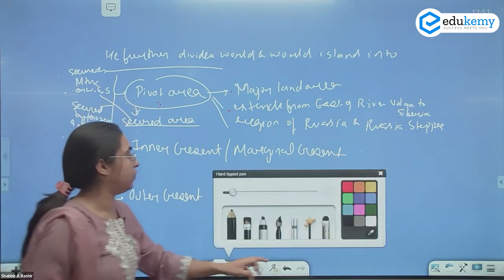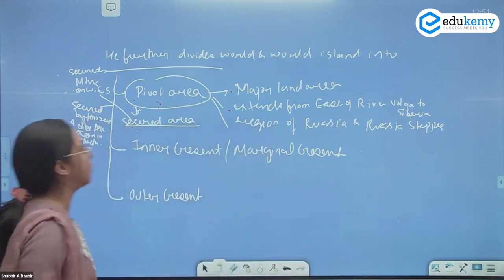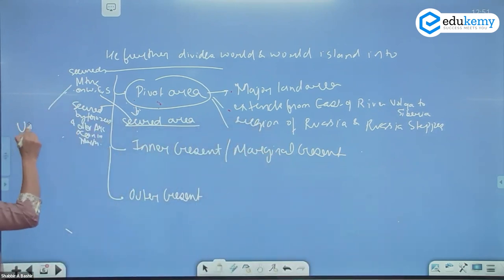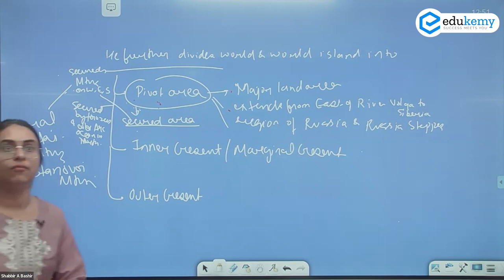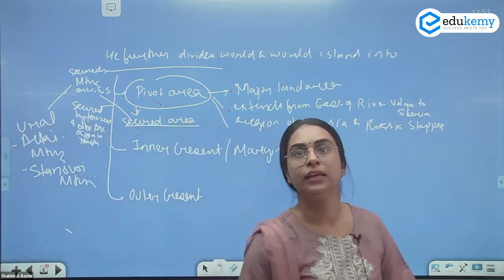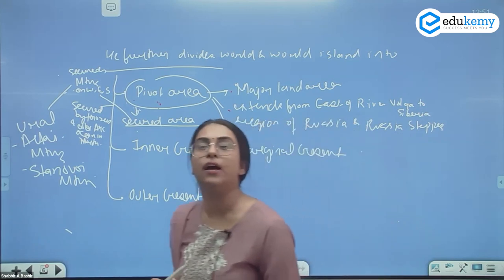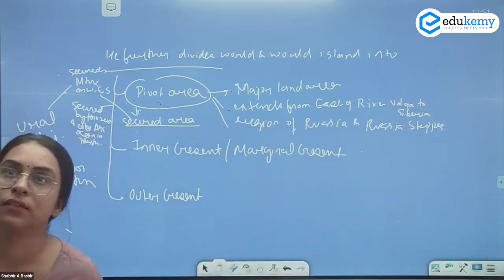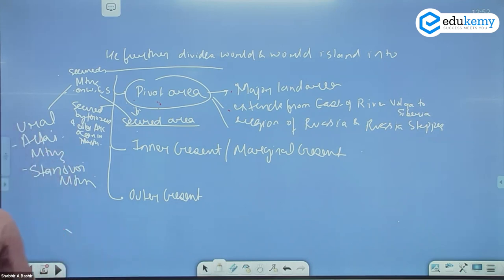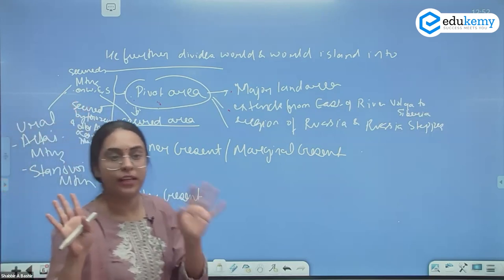And for your convenience, you can write the names of some of the mountains, like Ural Mountains, Altai Mountains, Stanovoy Mountains, etc. Ural, Altai, Stanovoy. Pivot area means Russia. I'm just building the theory that the world and the world island is divided into the pivot area. Are all of you clear with what a pivot area is?